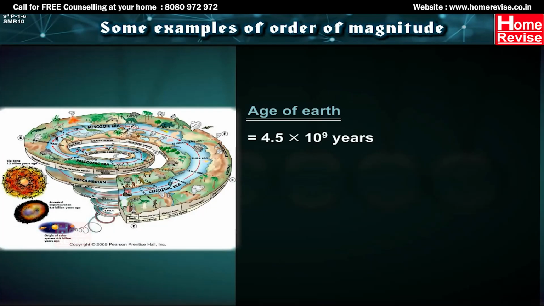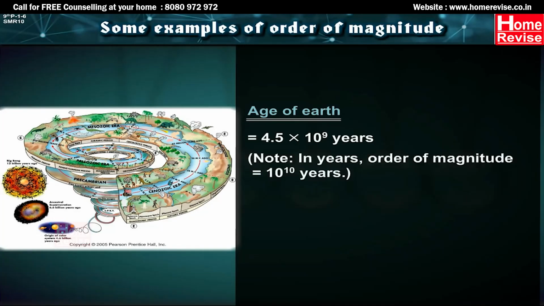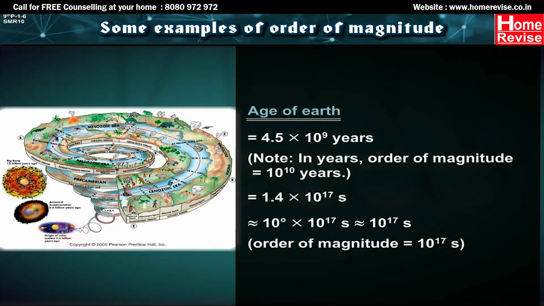Age of Earth is equal to 4.5 into 10 raised to 9 years. Note, in years, order of magnitude is equal to 10 raised to 10 years, which is equal to 1.4 into 10 raised to 17 seconds, which is nearly equal to 10 raised to 0 into 10 raised to 17 second, which is nearly equal to 10 raised to 17 second. Order of magnitude is equal to 10 raised to 17 second.